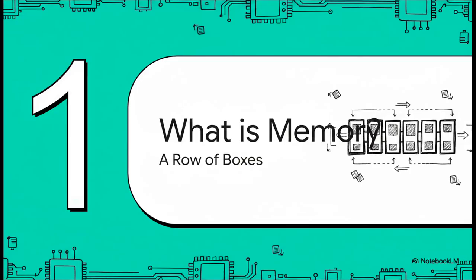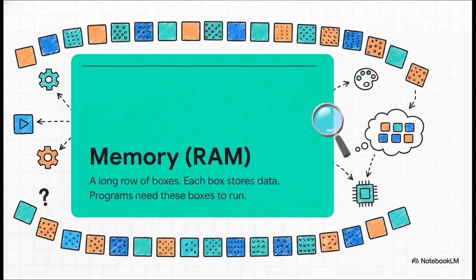All right, so to really get this, we got to start super simple. Let's just forget all the technical jargon for a minute. Just picture your computer's memory as a long row of boxes. Yep, that's basically it. At its core, your computer's RAM is just a massive, organized collection of these boxes.